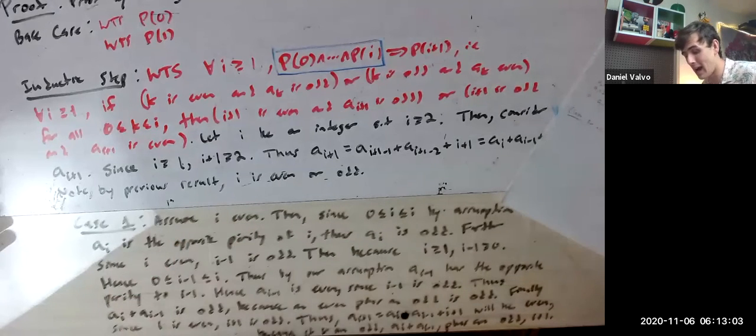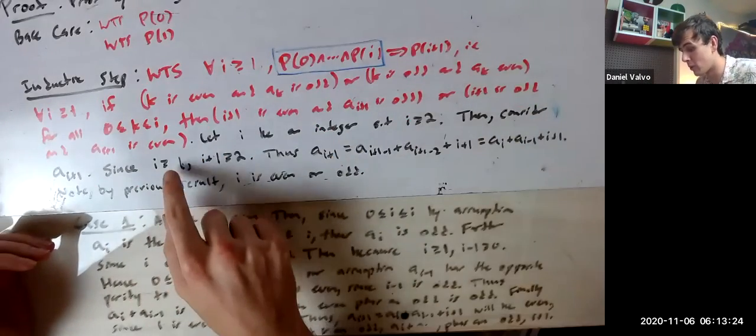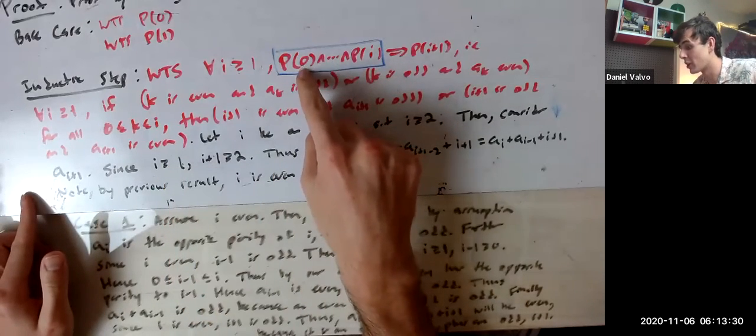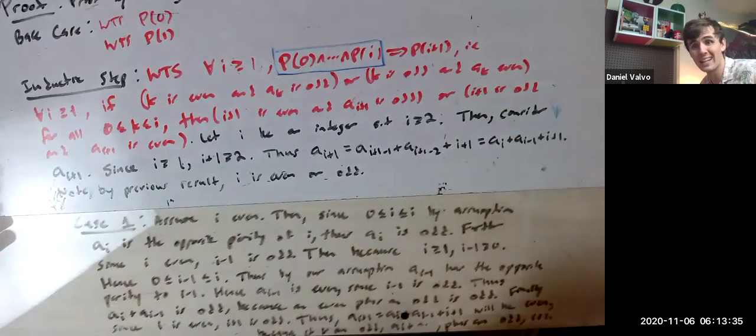And if we assume AI is odd, we can use basically the exact same proof to show that the exact opposite happens. If AI is odd, then I plus 1 will be even, and AI plus 1 will turn out to be odd. The point being, assuming that I is greater than or equal to 1, and assuming that the claim is true for 0 all the way out to I, we can show P of I plus 1 is true. We can show that the index and the term have to be opposite for I plus 1. AI plus 1 and I plus 1 have opposite parities.